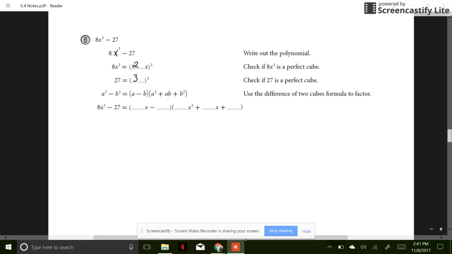So we'll take a minus b, our first term, 2x minus 3. We square a, so 2x squared is 4x squared. Multiply 2x times 3 is going to be 6x. Again, it's positive. Plus b squared, so that's 3 squared, which gets us to 9.